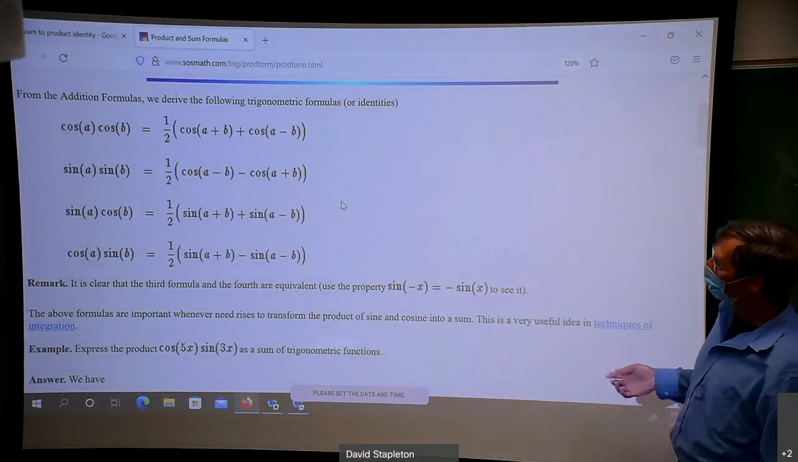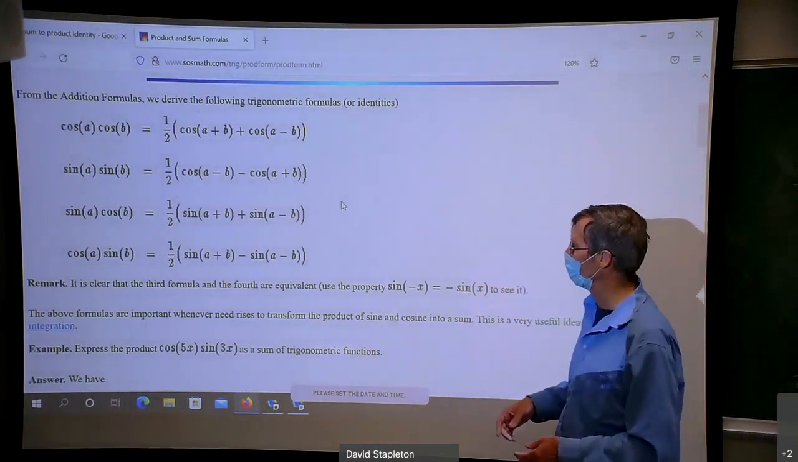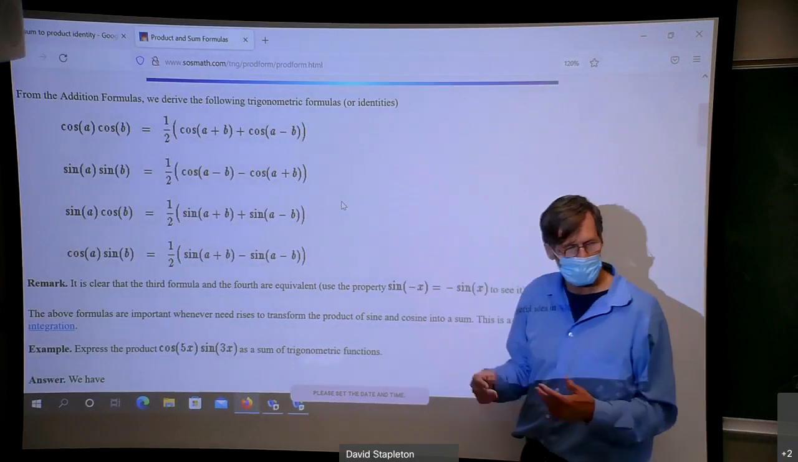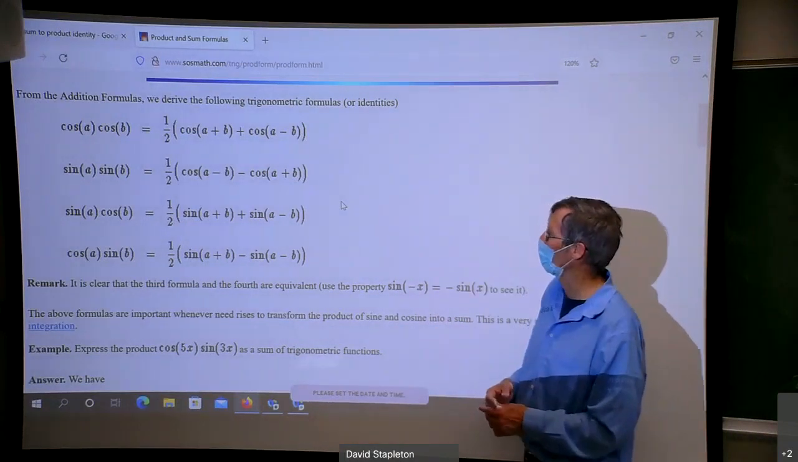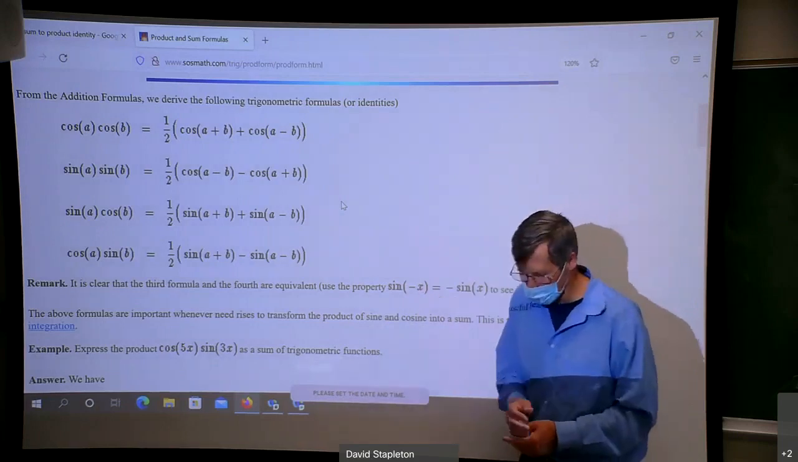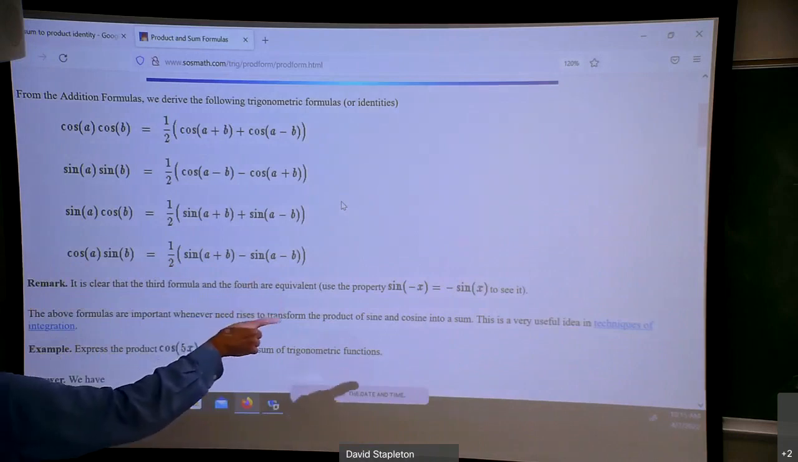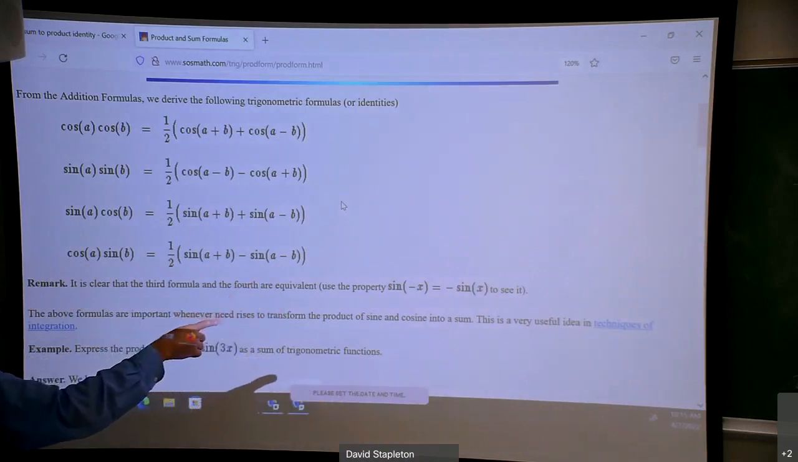If you ever can't read your textbook, SOS Math and some of these others, Math is Fun, Purple Math, all those are really great websites for getting additional information if anything in your book isn't easy to read. So instead of alpha and beta, they used A and B, but or actually theta and gamma for this. Oh, this is the product of sum.